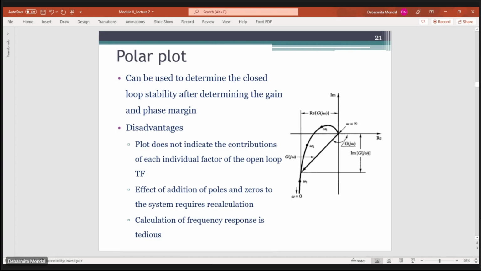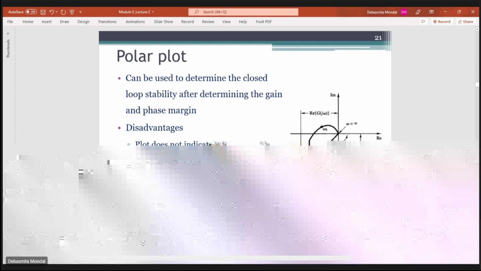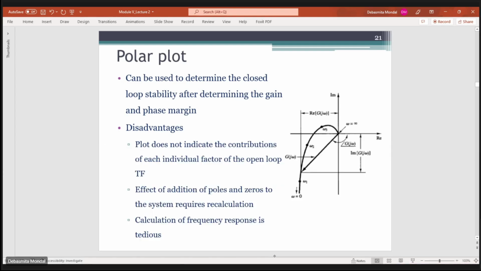Here, we have a single plot which combines the information from both the log magnitude plot and the phase plot of the Bode diagram. So we have to plot only a single graph, and from there we can find the value of the gain margin and phase margin, and subsequently analyze the loop stability.